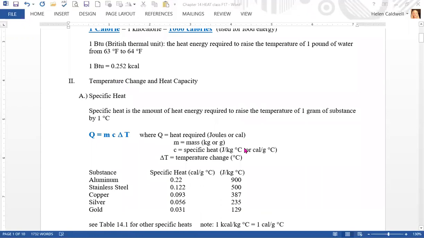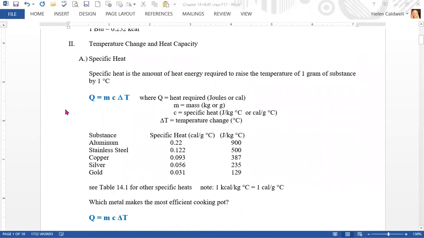So specific heat is a new concept for us. This is the amount of heat energy required to raise the temperature of 1 gram of substance by 1 degree Celsius. And the formula that you need to know, you must know this, our formula relating heat and specific heat and change in temperature to mass is Q equals MC delta T, where Q is the heat energy required, and we'll measure it in joules.